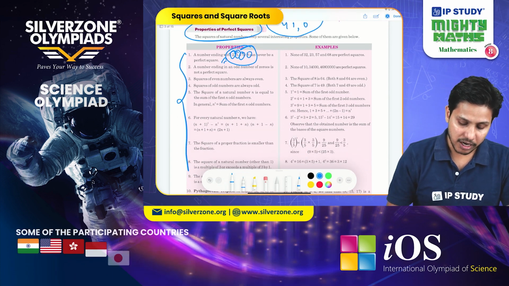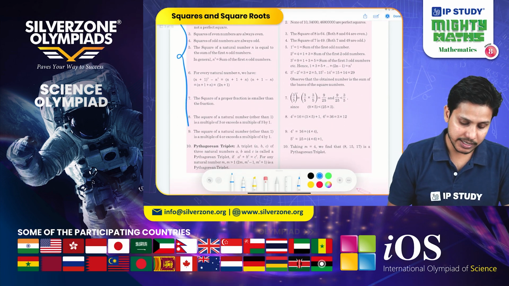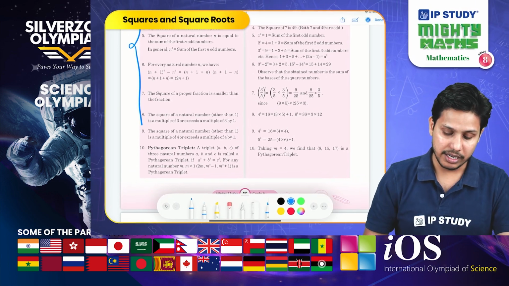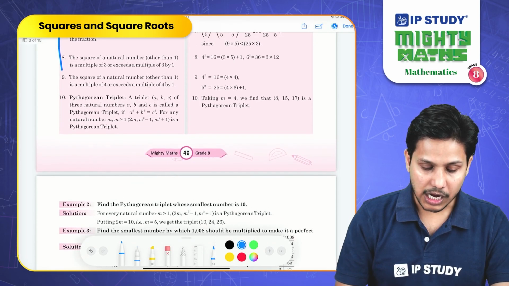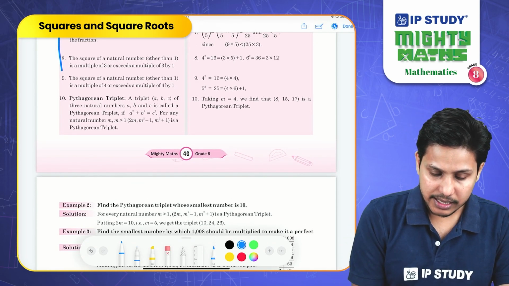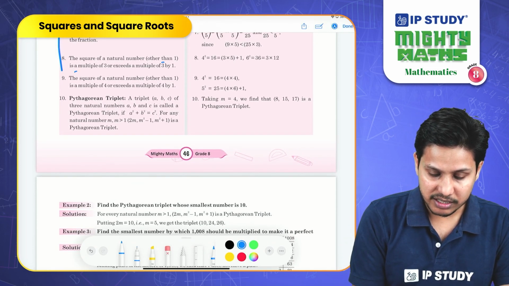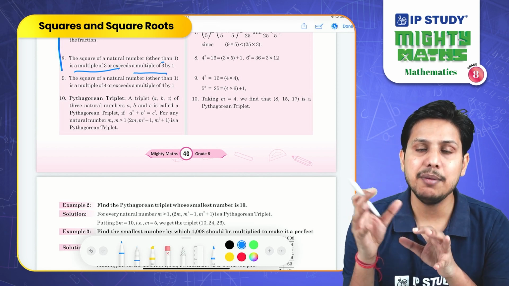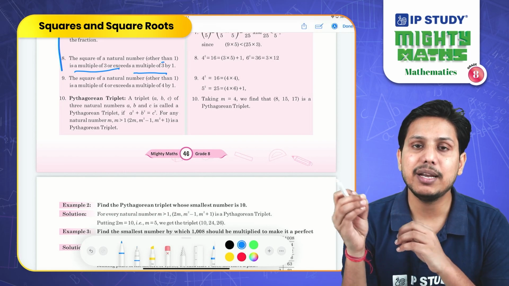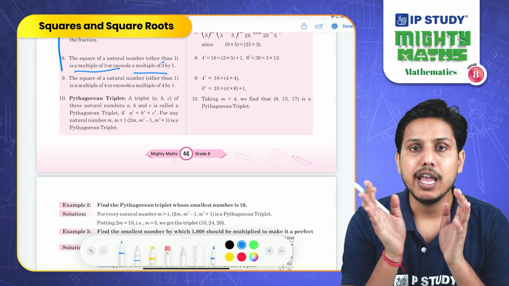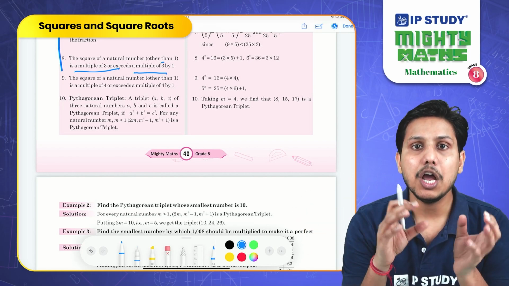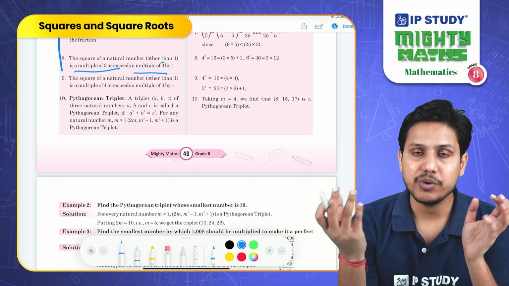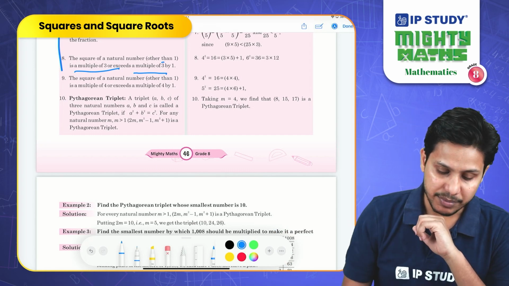Yes, so similarly you can go through some of these properties and understand how to deal with perfect squares in an easier way. Clear? Now I will take one more property, that the square of a natural number other than 1 is a multiple of 3 or exceeds a multiple of 3 by 1. It means if we take any perfect square and divide it by 3, then there are two possibilities only. Either the number will be divisible by 3 or the remainder will be 1. So this is an interesting property on which you can ask each other questions.